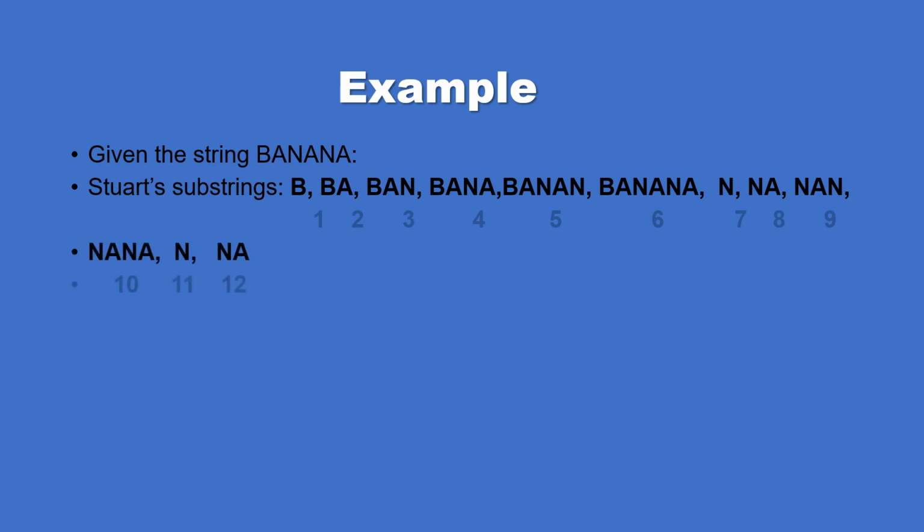and NANA. And the final consonant is again N and the possible substrings are N and NA, thus acquiring a total score of 12 points.